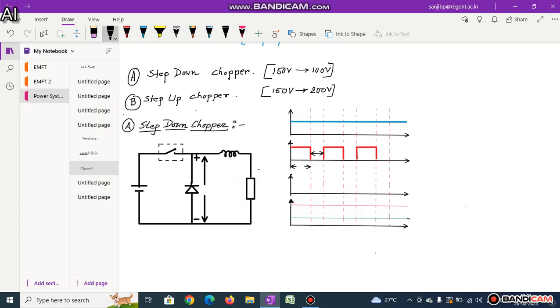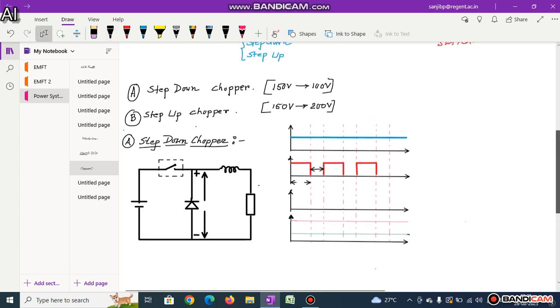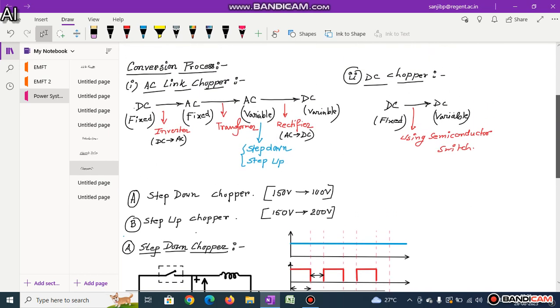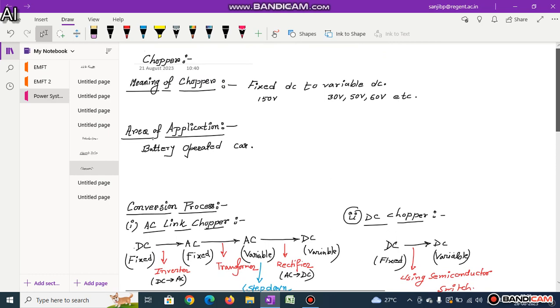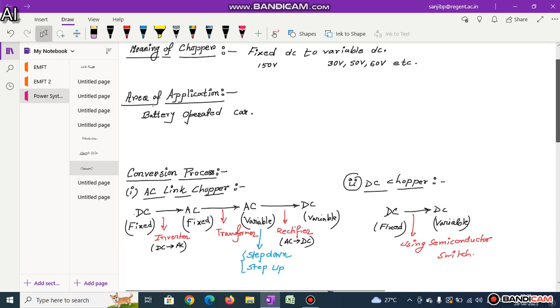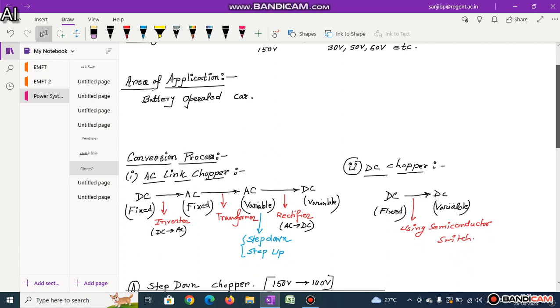Today's subject is power electronics. Topic is step down chopper. Initially, I have covered this part of this chopper. You can see over here. The first thing I have discussed is what is chopper, the meaning of chopper. Next, area of application, then the classifications.